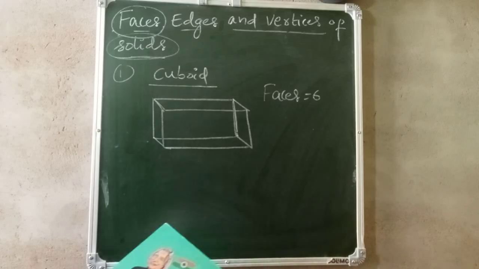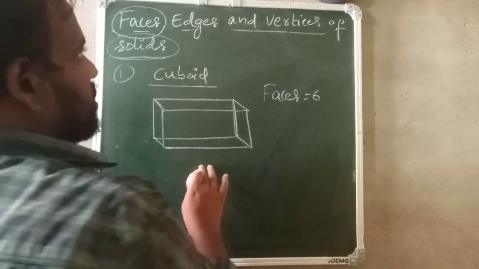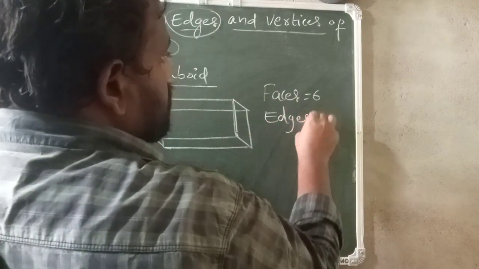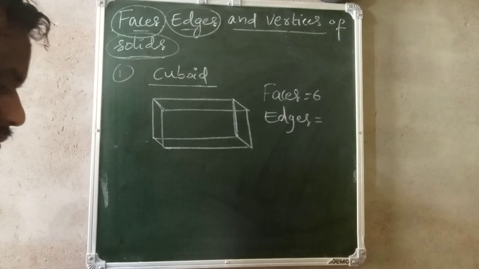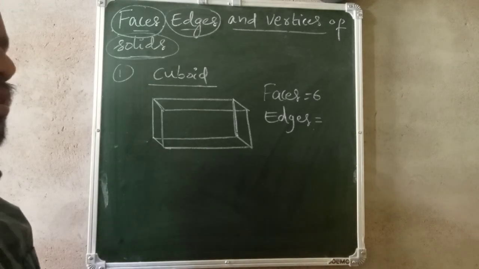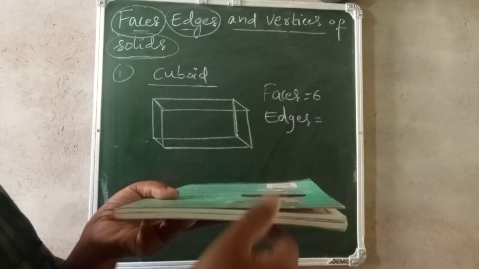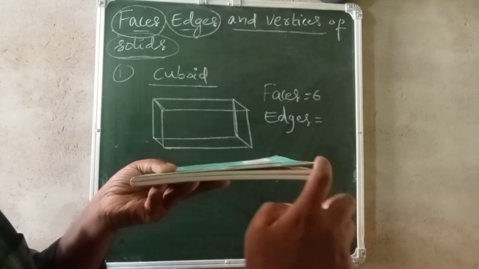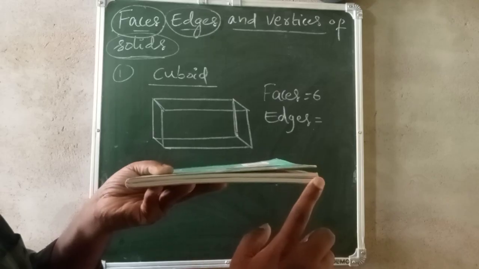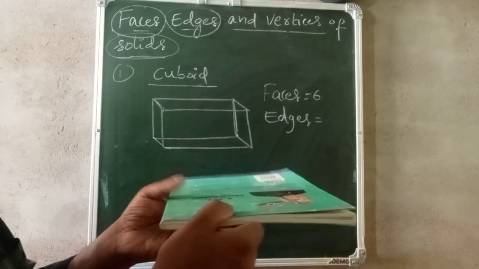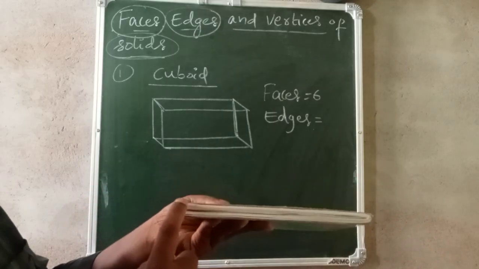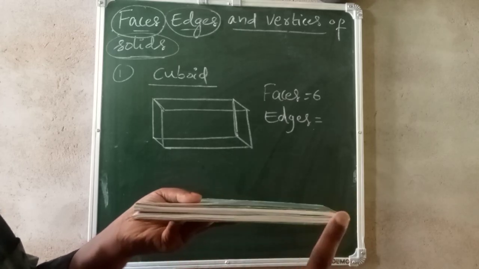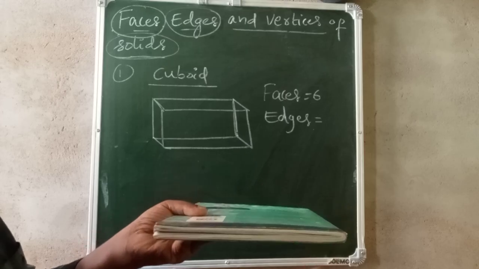Next, edges. How many edges does it have? Edges is equal to how many? Edges means, see this one. So this is one edge. This is second edge. Okay. Two edges. So this side, third edge. Fourth edge. Okay.